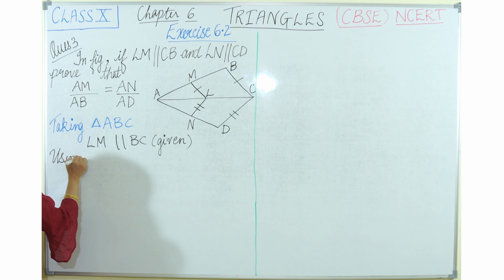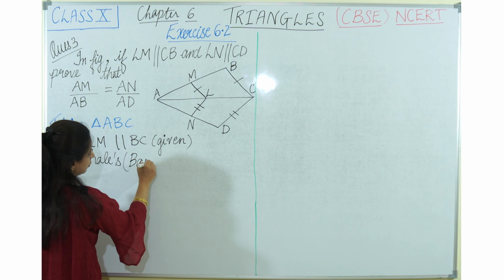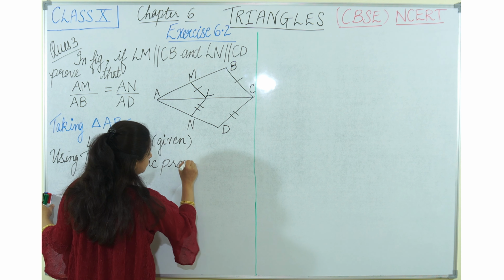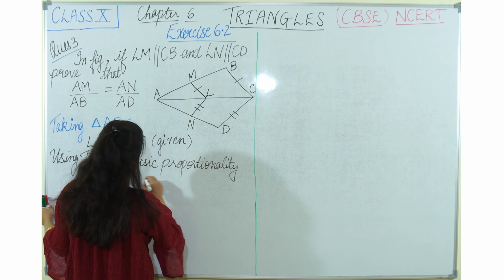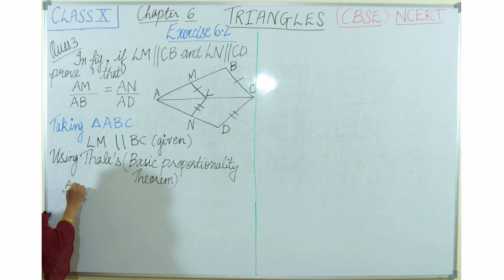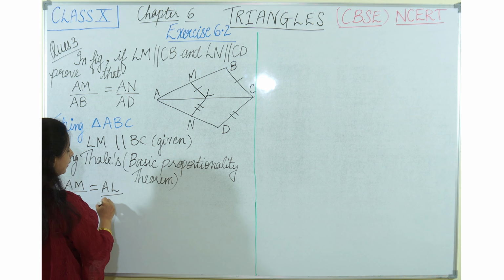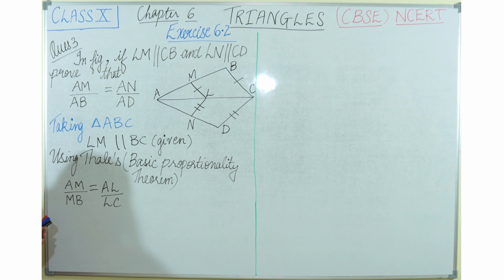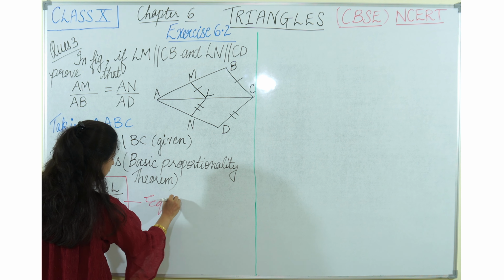So using the Thales theorem or the basic proportionality theorem, AM upon MB will be equal to AL upon LC, according to the basic proportionality theorem. So this is our equation number 1.